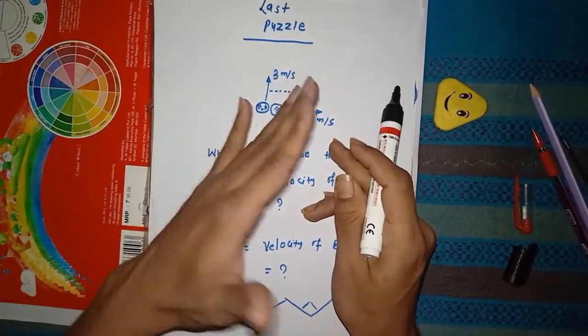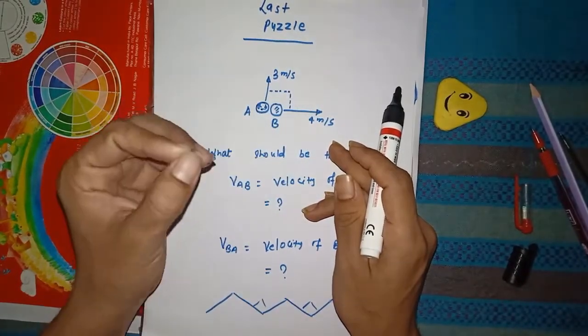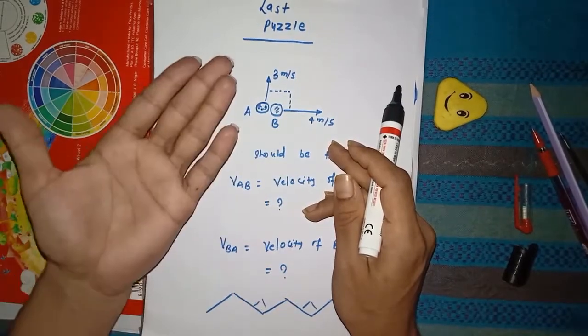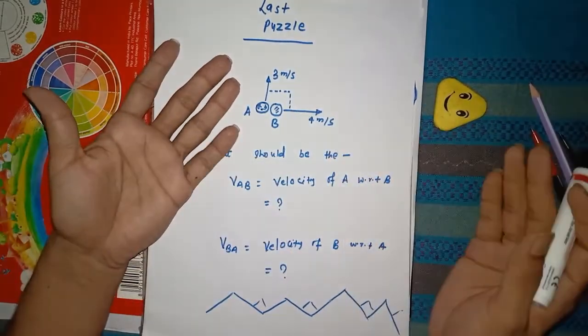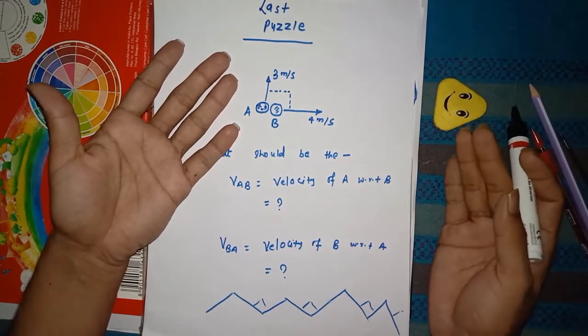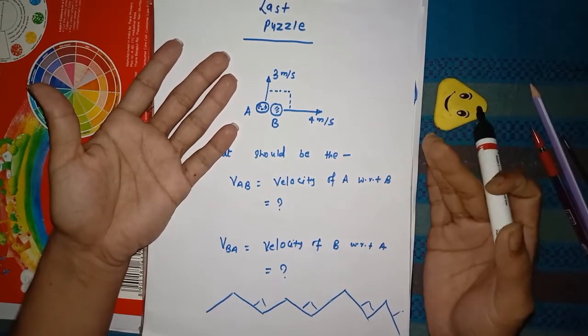It is sure that its magnitude is the same and direction is opposite, but I have to find what its magnitude, relative speed, is. How can you find it? Think about it. Try to solve it.